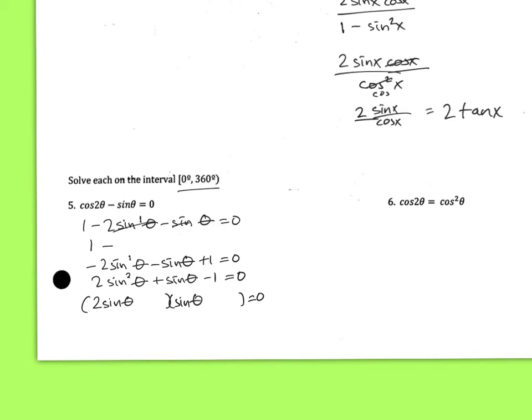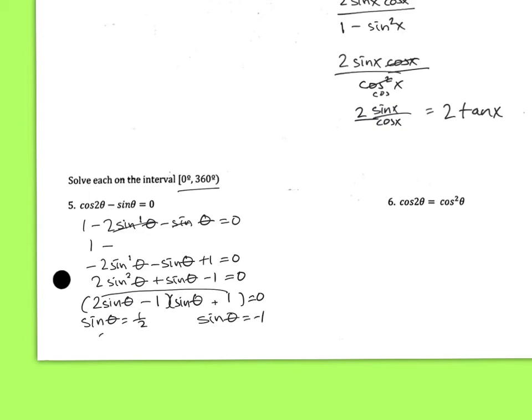The only way to get 2 sine squared is 2 sine times sine. The only way to get 1 is 1 times 1. Of course, I want this outer one to be the positive so that I end up with a positive 1 in the middle. Set each factor equal to 0. We get sine is 1/2, and the sine of theta is negative 1.